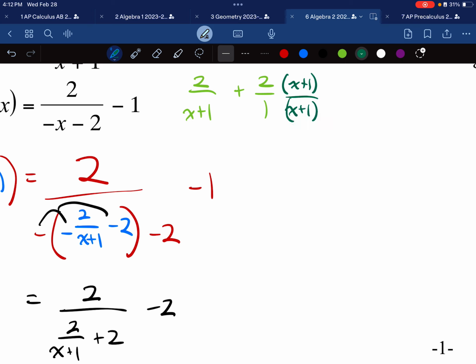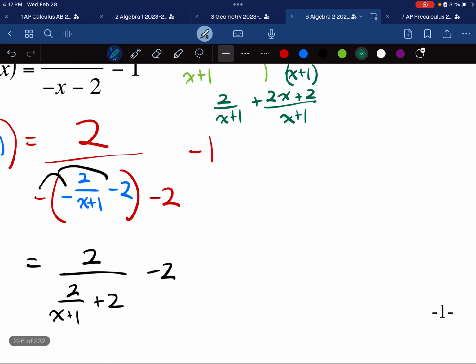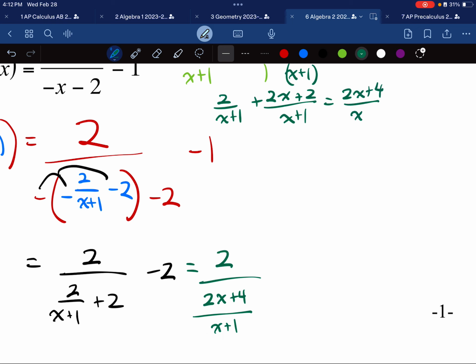So my new problem is really 2 over x plus 1 plus, distributing the 2, 2x plus 2 all over x plus 1. Now I can add them, and I'm going to put that final answer over here. 2 is still the numerator. That denominator has now changed into 2x plus 4 all over x plus 1. All right, and then I still have to do minus 2.